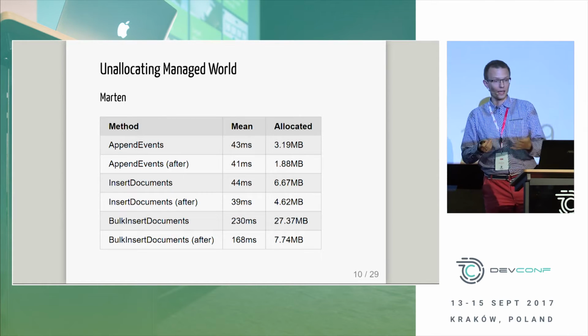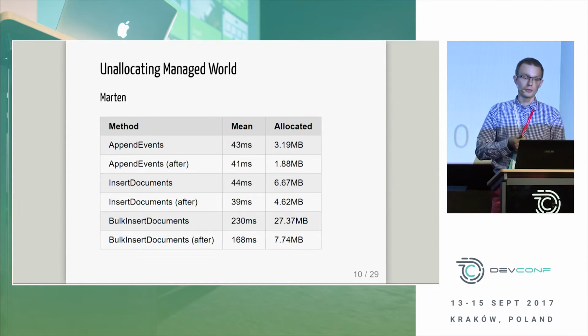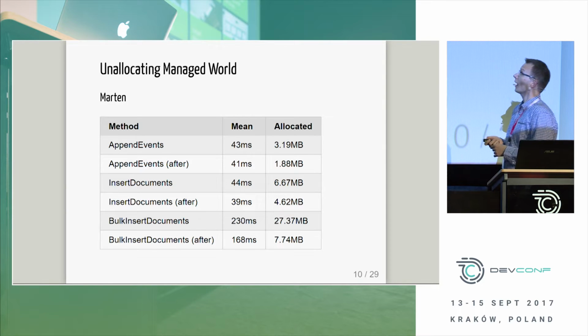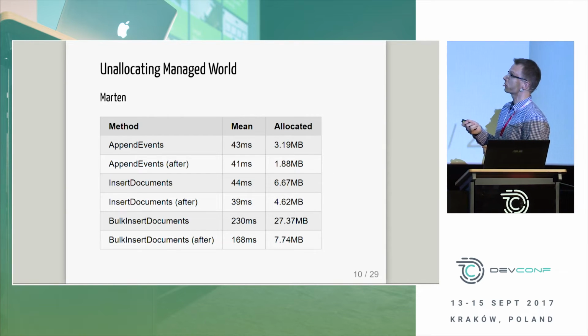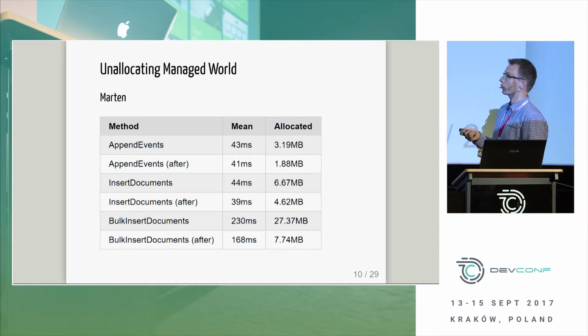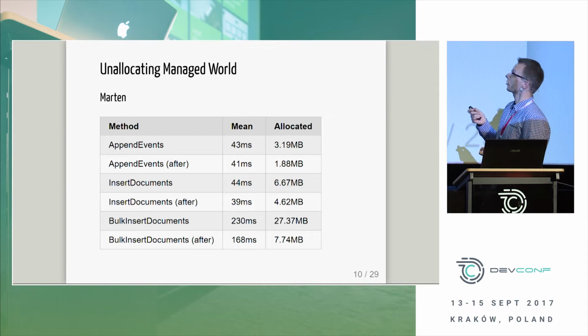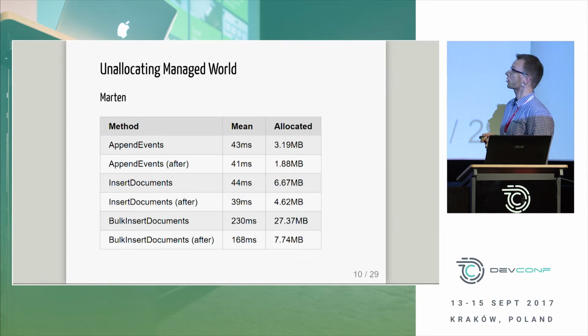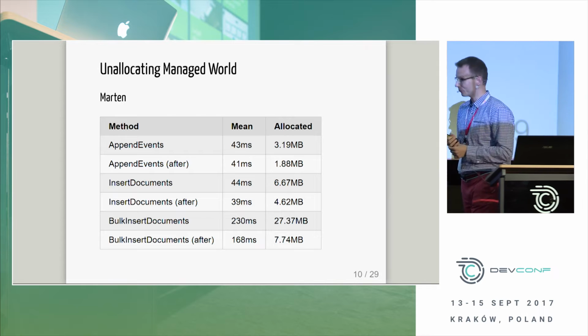Yes, it was. As you can see in here, the amount of allocated memory dropped significantly. And you can compare the methods for appending events, inserting documents, and bulk inserts, and the time and the amount of allocated memory after the optimization. So yes, maybe the mean time in this case was not improved that much, but if you compare the number of allocated bytes, it's around 60% probably.